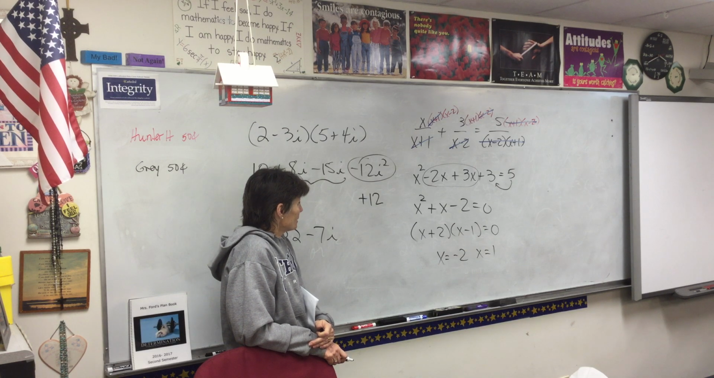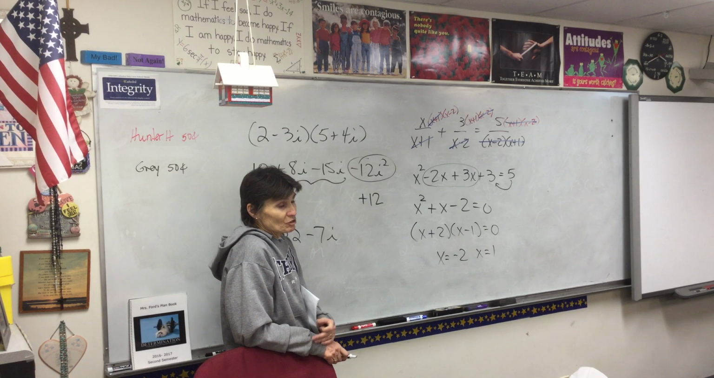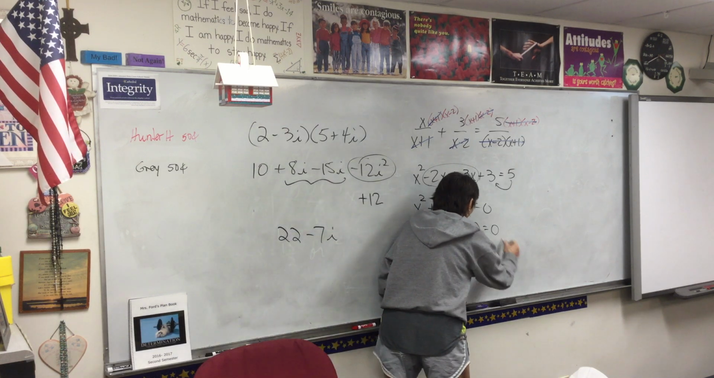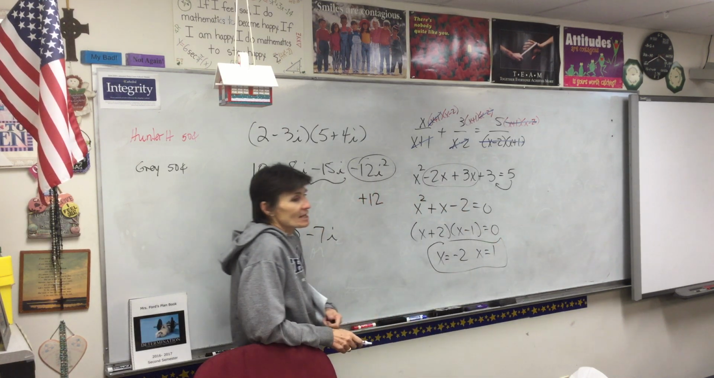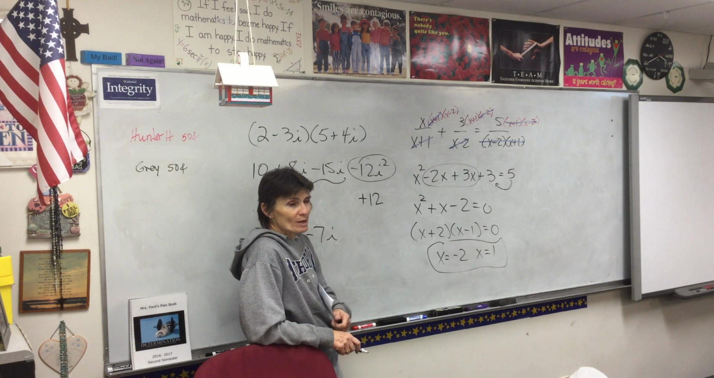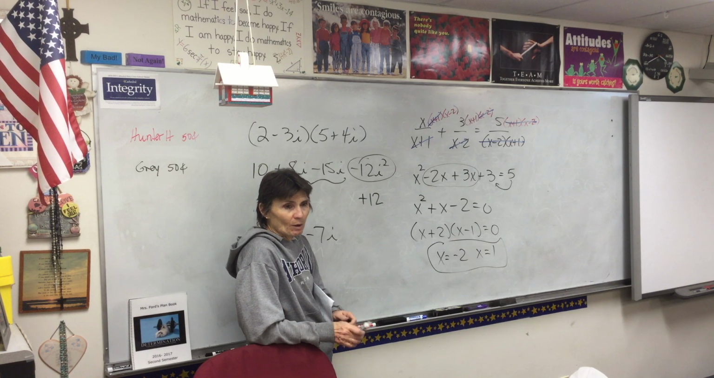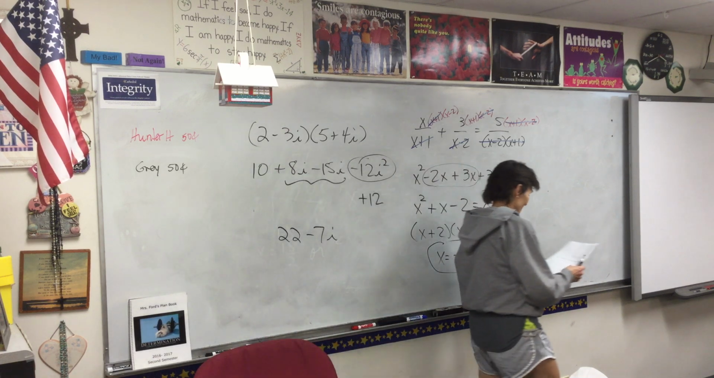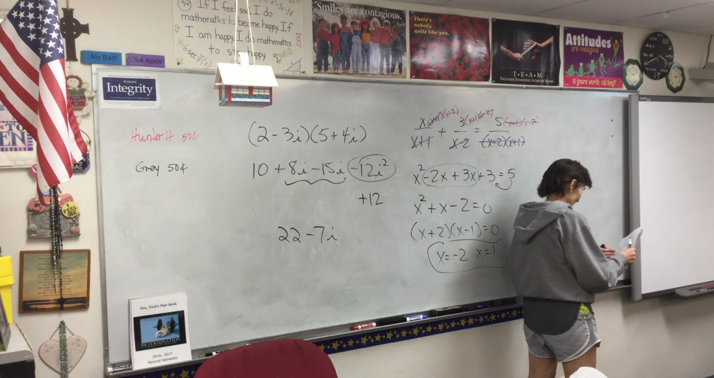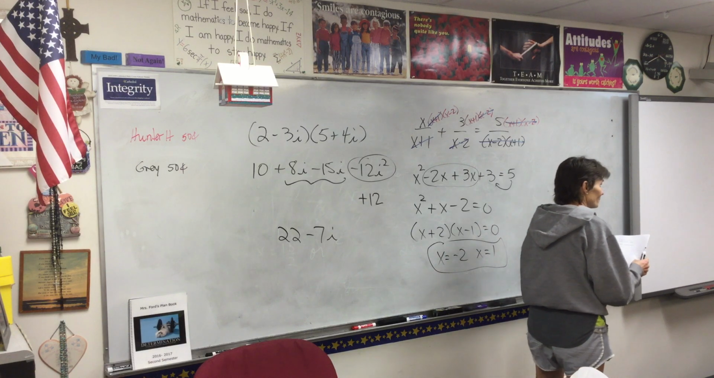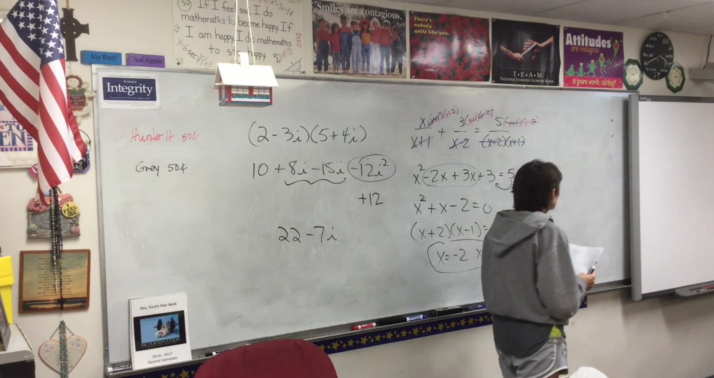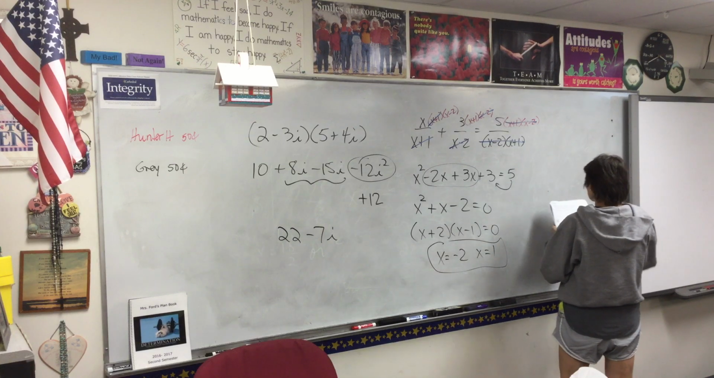Uh-oh. Do I have any extraneous? Actually, I don't. So these are all okay. Because the only way you can get extraneous is if you put them in and get a 0 in the bottom, right? And those aren't giving you zeros in the bottom. This will be a multiple choice question, so I can probably see it.